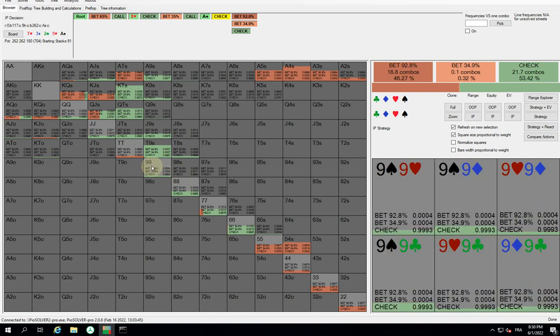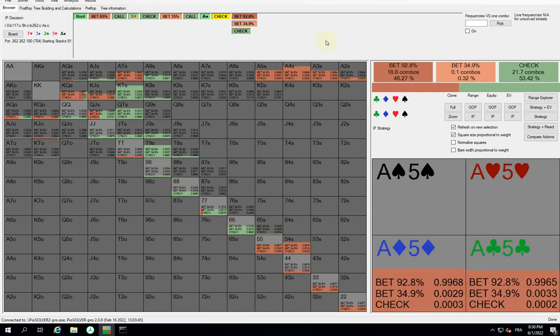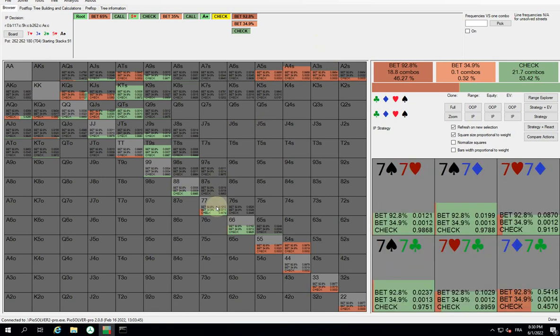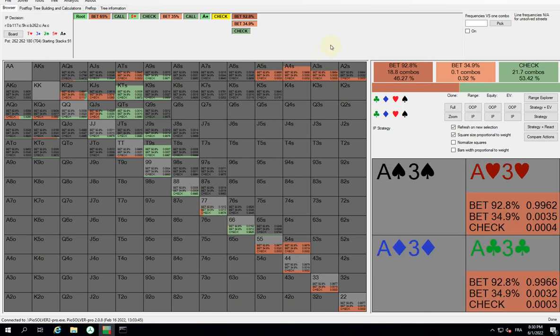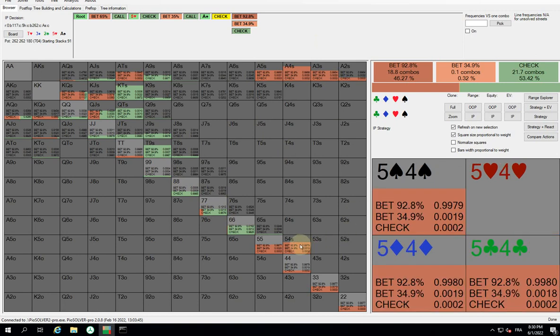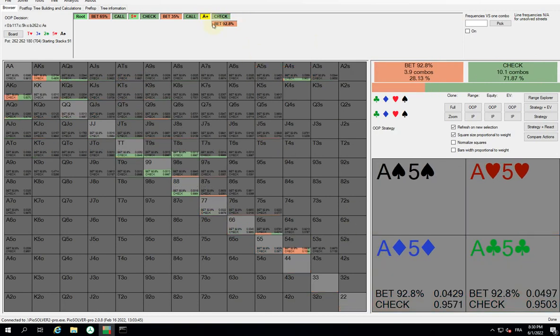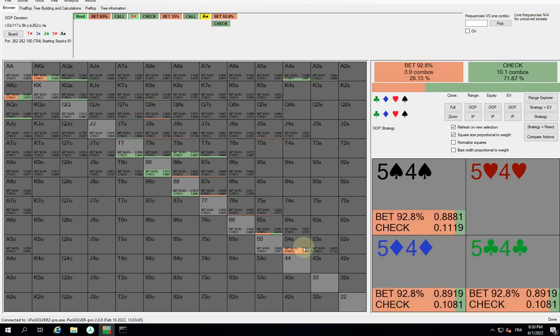And he should check back his pocket pairs like sixes to nines, his mid pair. He should check back almost 100% of the time. You see sometimes the sevens are bluffed, but very, very rarely. But the most important information for us at this spot, when the river comes and we are first to act, is should we bet or check? And it's mostly a bet, but 11% of the time it's a check.